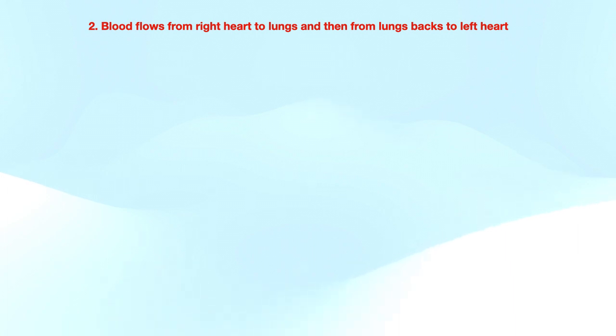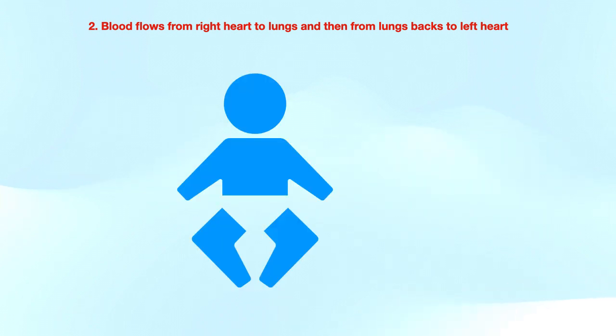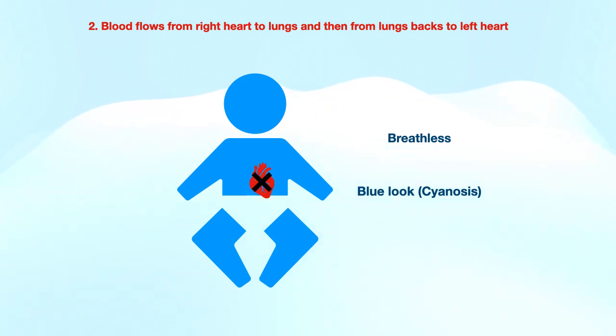Now let's try and understand the second key aspect, that the blood flows from the right heart to the lungs and then from the lungs back to the left heart. Let's take a scenario. An infant less than 1 year of age presents to you with breathlessness and looking blue, which is called cyanosis. What's happening in this child? One of the common things which can happen is there is a defective blood flow across the heart.